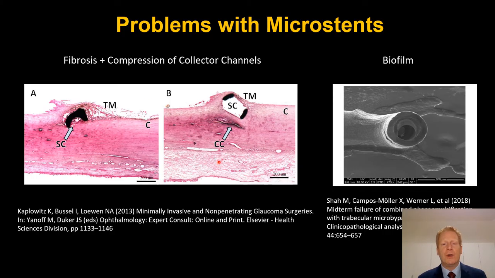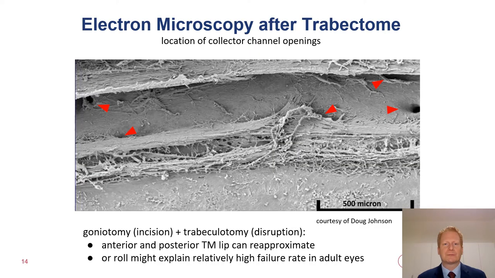Why is this so? Well, there are several studies that show that there is fibrosis that builds up around these microshunts, or that they compress other collector channels in their vicinity. In addition to the fibrosis, there is also an issue with a biofilm that can build up in these implants and obstruct the flow over time. This seems to happen just around 6 months when this explant was obtained.